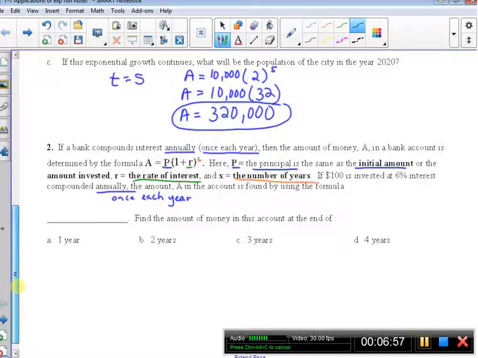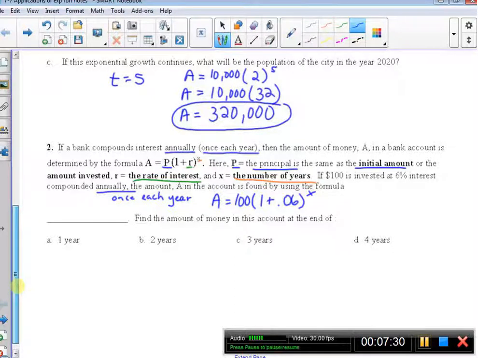The amount A in the account is found by using the formula A equals our principal amount, which is 100. And then we would have 1 plus our rate, which needs to be a decimal, so 6% would be 0.06, to the T, or to the X. It doesn't matter if you want to use T or X.